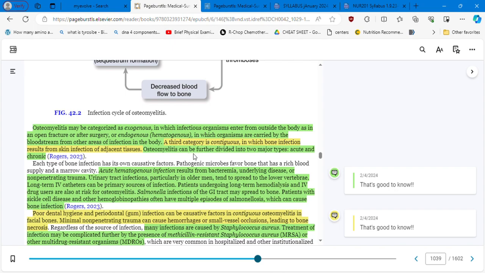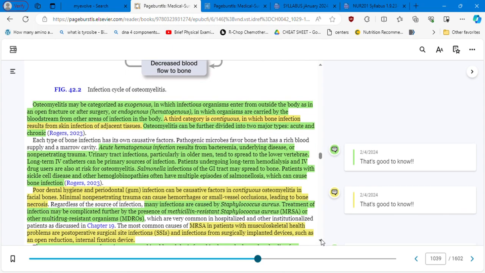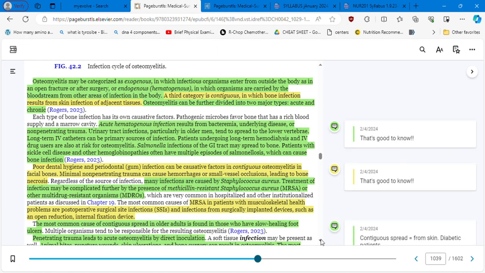Osteomyelitis can be further divided into two major types, acute or chronic. So in the first scenario, which is exogenous, there is an opening from outside that is going to invade the bone. It could be a fracture, a surgery, and it is endogenous when the organisms are carried by the bloodstream from other areas, right? Acute hematogenous infections result from bacteremia, underlying disease, or non-penetrating trauma.